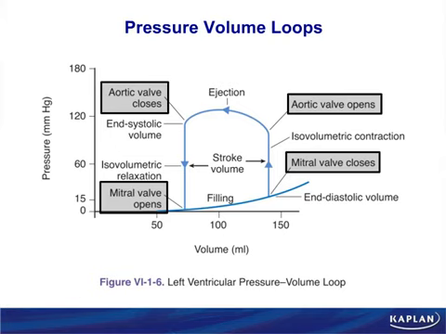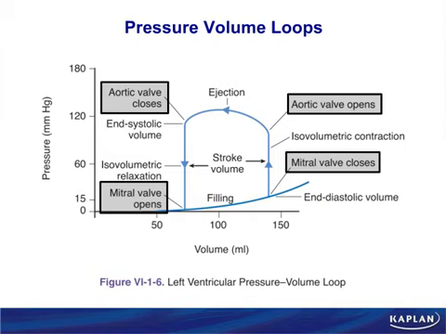Ejection ends, and diastole begins when the aortic valve closes. So the aortic and mitral valves are closed, pressure falls, and that's isovolumetric relaxation. And filling begins when the mitral valve opens.